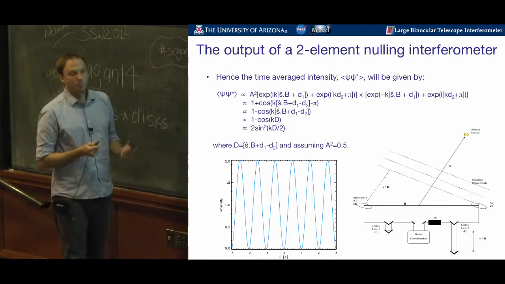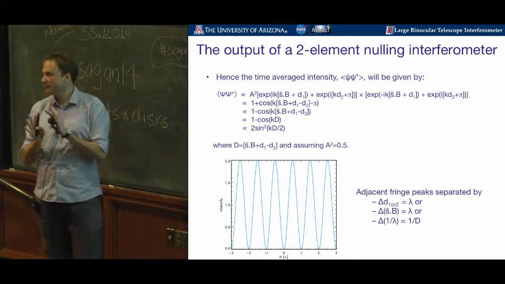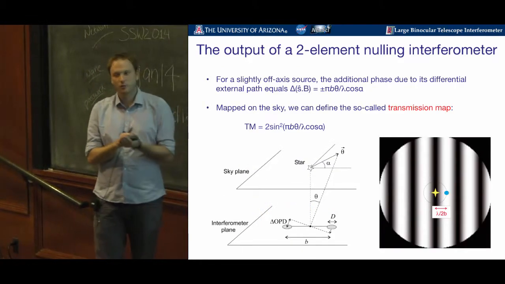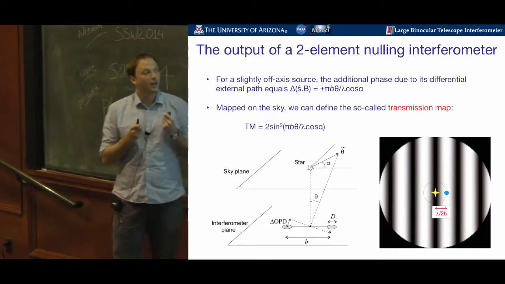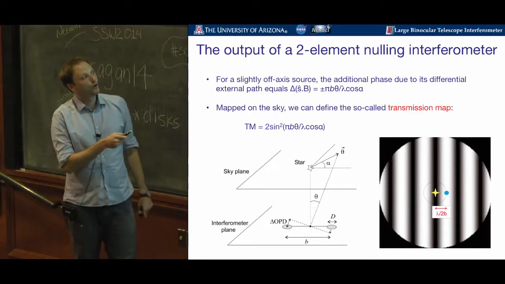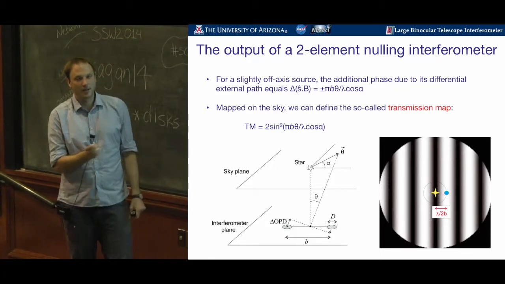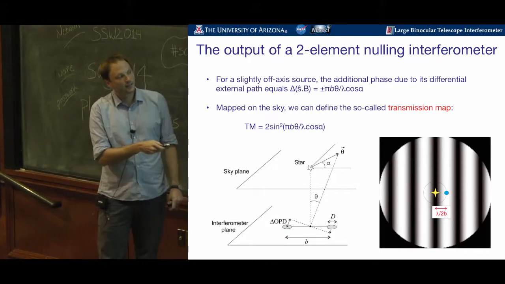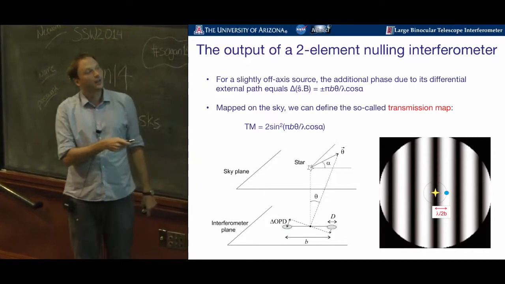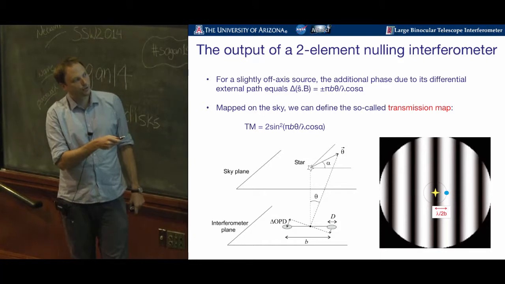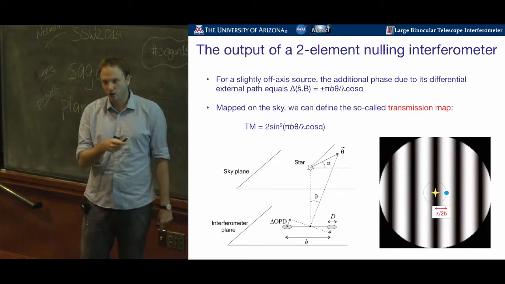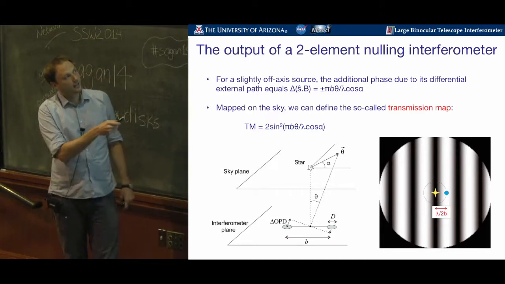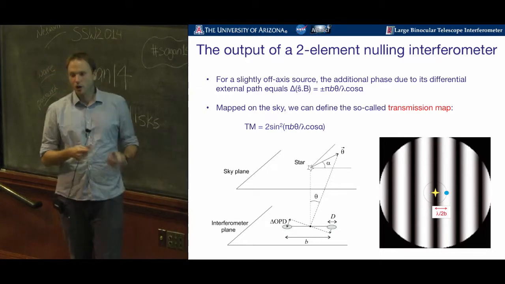And it's the same problem for your on-sky distribution. Any point in your sky plane will have a slightly different delay at your telescope. So if we call alpha the azimuthal angle in your sky plane and theta the radial distance from the star in your sky plane, you can measure the geometric delay due to the position of the object in the sky. And if you map that on the entire sky, you'll get this expression, which is called the transmission map of the Nuller.